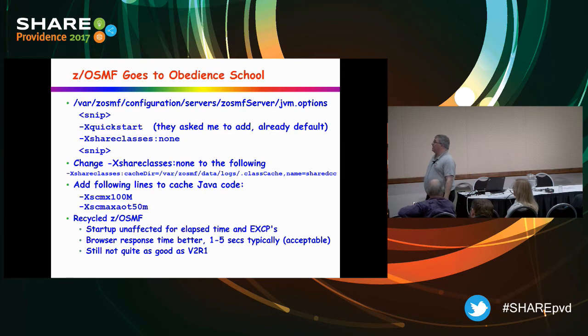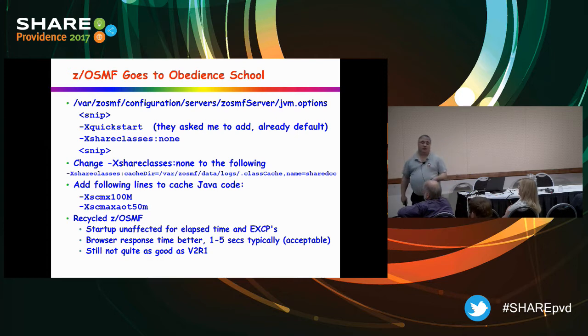So they gave me these Java settings, which you'll find did help. There's this JVM options in this directory, and they asked me to add this quick start, but it was already there, so that wasn't it. Then they asked me to take this X share classes, which was none, and add all this stuff to that cache. And then add these following 2 lines to add some more cache.